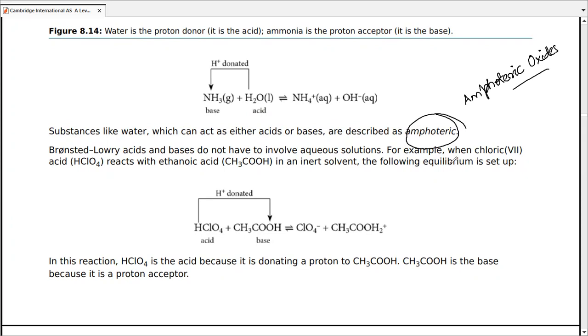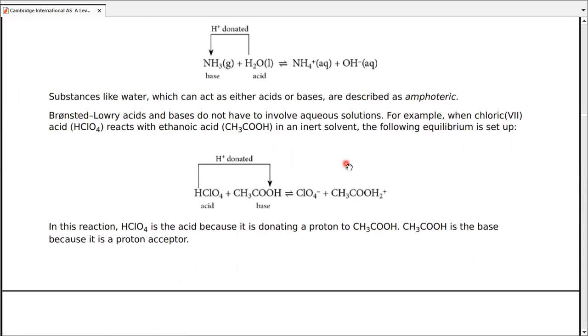And yes, zinc oxide, aluminum oxide, beryllium oxide, these three very specific examples from O levels were given as the examples of amphoteric oxides. But here, amphoteric means something different. We're not talking about oxides originally, but in a similar meaning, that it may act as an acid or it may act as a base.